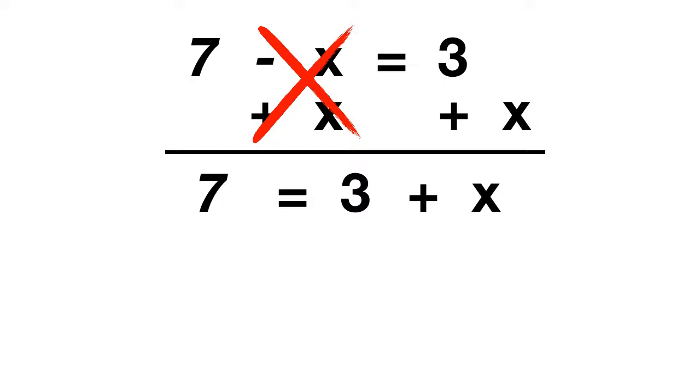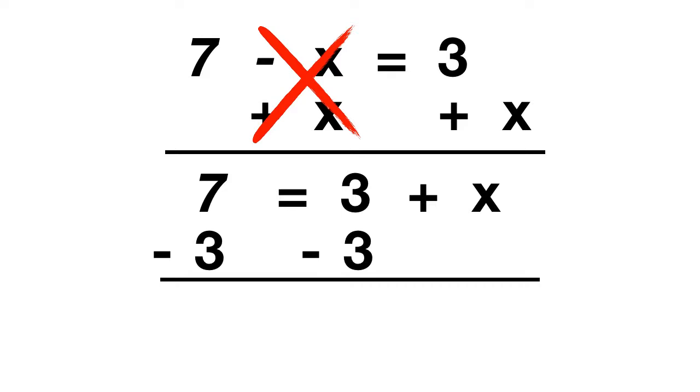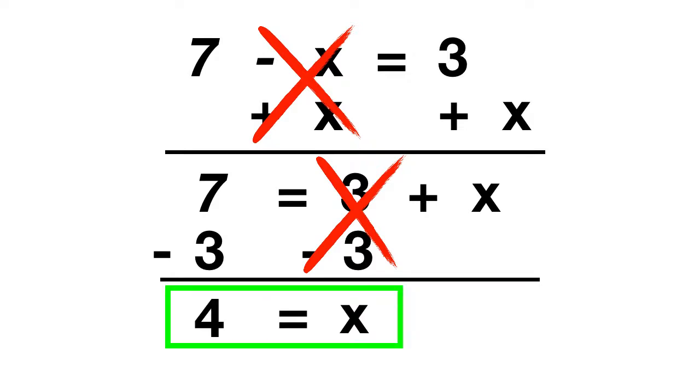Now all we need to do is get rid of the 3 on the right side. How can we get rid of the 3? Well, we could subtract 3. And we do that from both sides. When you solve this out, what do you get? Well, the 3 minus 3 on the right cancels out. So all that's left on the right is an x. And then on the left, 7 minus 3 gives you 4. So we can say that 4 equals x.